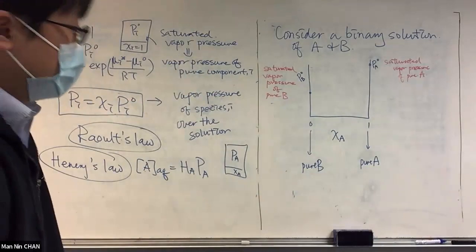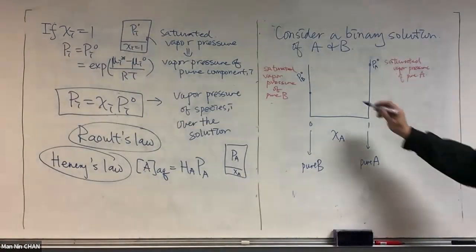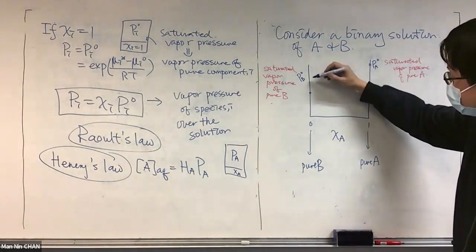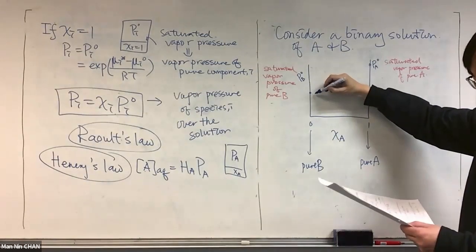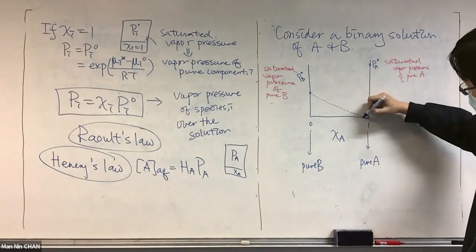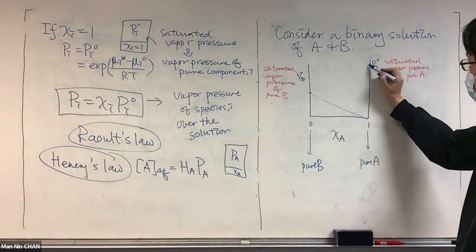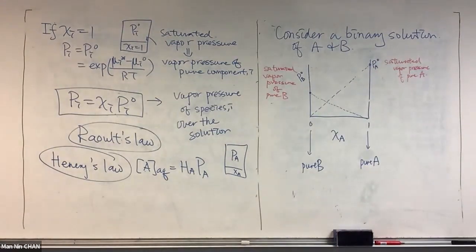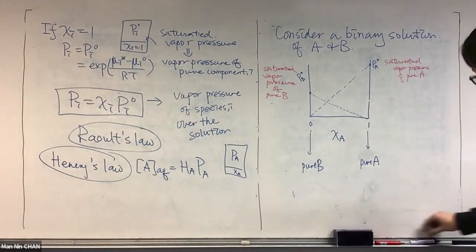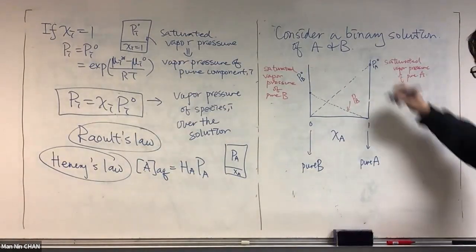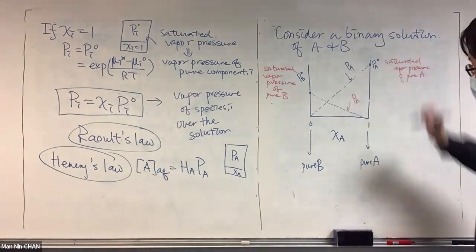Okay. So then if you have this mixture and it's a linear relationship, you can argue you will have this linear relationship. So these lines. This line will give you the partial pressure of B, and this line will give you the partial pressure of A.